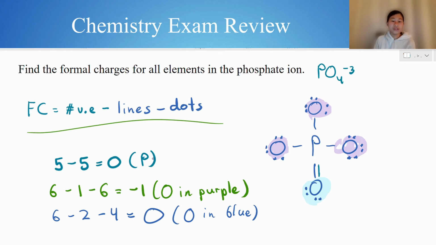And if we add all of these formal charges up, in total we have -3, which is the charge of our ion. And it's -3 because we have negative here, and negative here. Each of these oxygens has a -1 formal charge. This has 0, and this has 0.